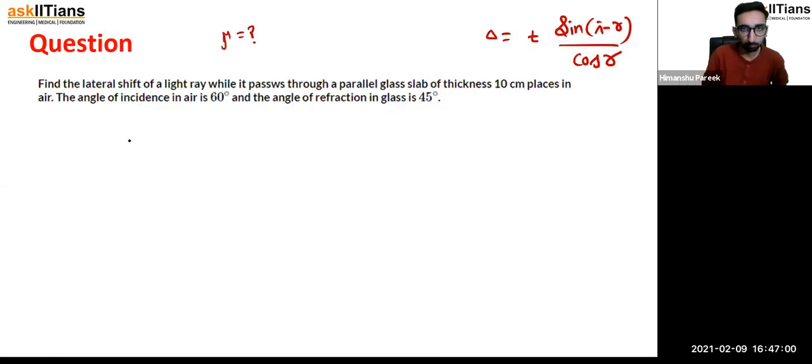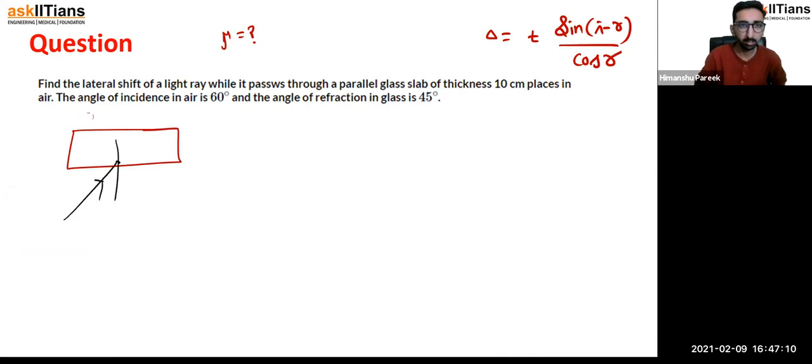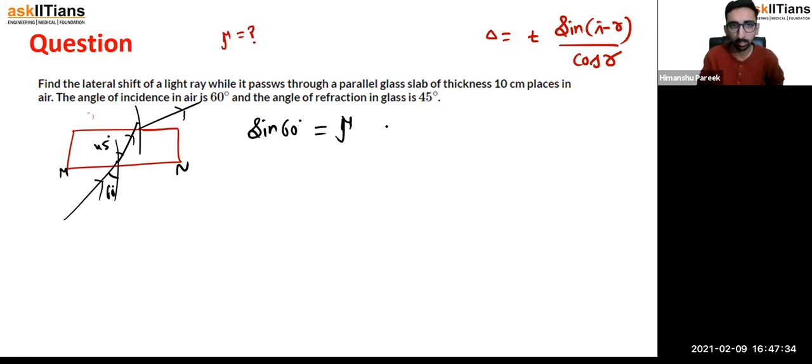Okay, if I show the diagram for once, it would look something like this. The light ray is coming, it is getting bent, and then again it is getting bent. Now all the angles are given to us. This is 60 degree and this angle is 45 degree. Let us apply Snell's law at this boundary. So sine 60 is equal to, outside the medium is air, so I'm just writing 1, times the refractive index of the glass slab multiplied by sine 45 degree.